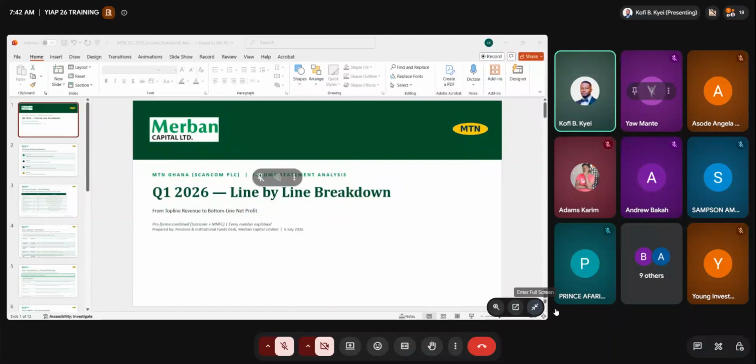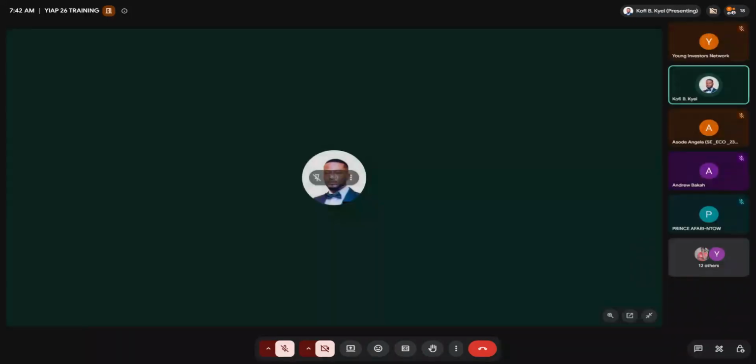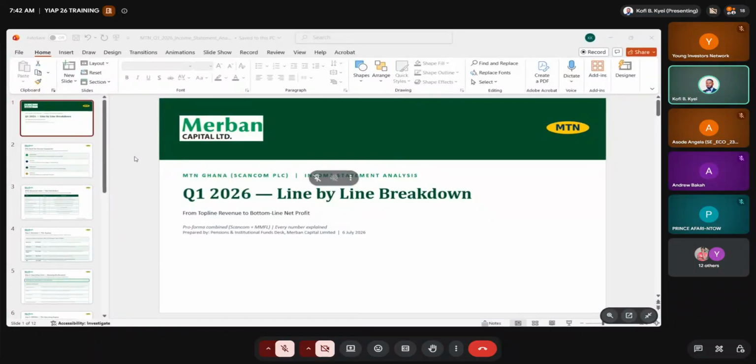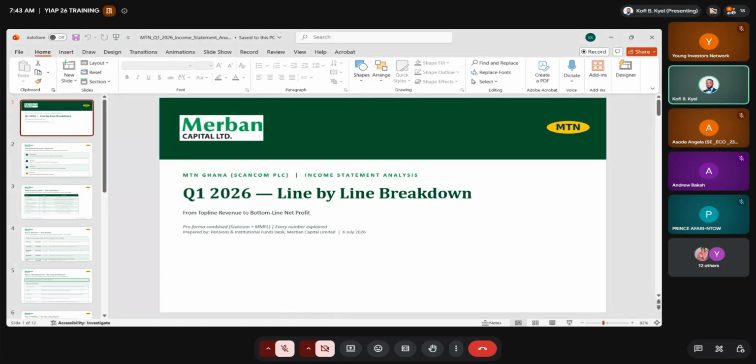To all of you. So today we're going to begin with what we've done already, the line by line breakdown of the income statement. And tomorrow we'll do the cash flow statement. Then the next day we'll do the balance sheet. All of these for MTN for now. With all of this, you can relate to the other statements or the other institutions you want to analyze.